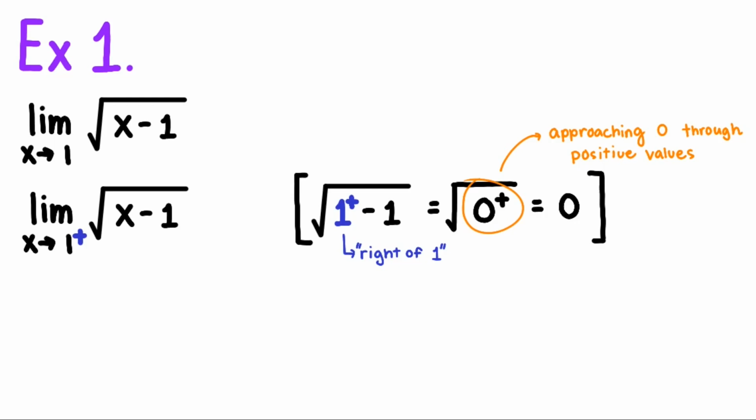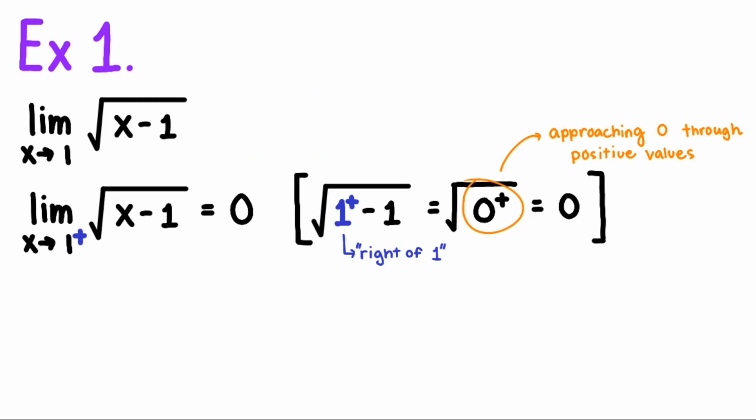So therefore, we can conclude that the limit of this radical function as x approaches 1 from the right is 0. So this one-sided limit is similar to what we had a while ago when we just plugged in 1 minus 1. But the crucial case is the next one.